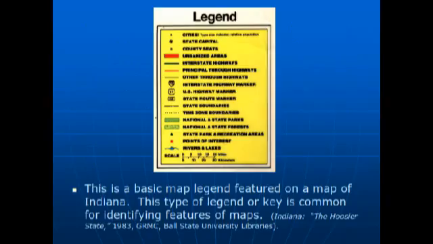Here is an example of a legend, how a legend normally looks. There's a basic map legend featured on a map of Indiana. Again, we're talking about Indiana. I've taken Indiana right here. This type of legend or key is common for identifying features of maps. This legend, as you can see, shows different symbols, lines, sketches, whatever they are, as depicted on the map, and what they mean on the right, with a proper scale.